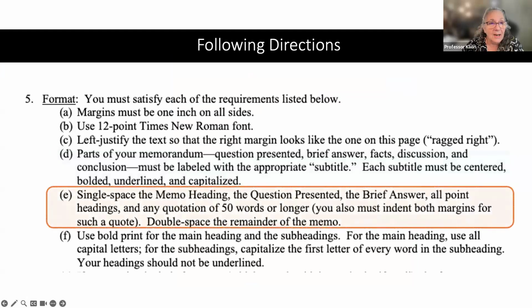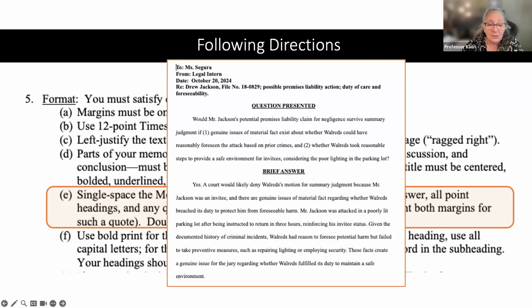Points deducted. Next, single space the memo heading, the question presented, the brief answer, all point headings, and any quotation of 50 words or longer. Double space the remainder of the memo. I'm not going to get into spacing issues when it comes to double spacing before or after titles. You'll see that on your individual paper, but you will note that it said single space the heading, the question presented, and the brief answer. And this is what we have: a single spaced heading and a double spaced question presented and brief answer. Loss of points.